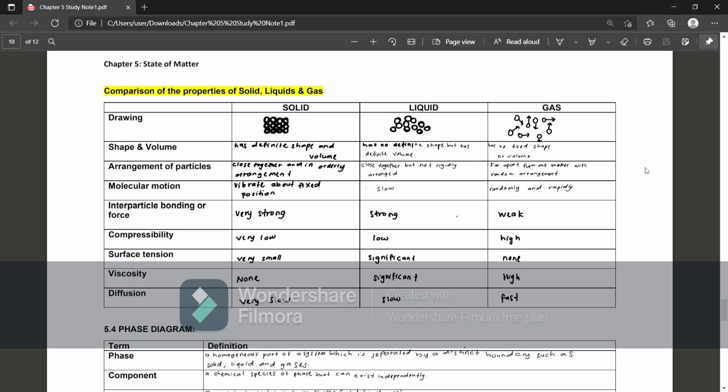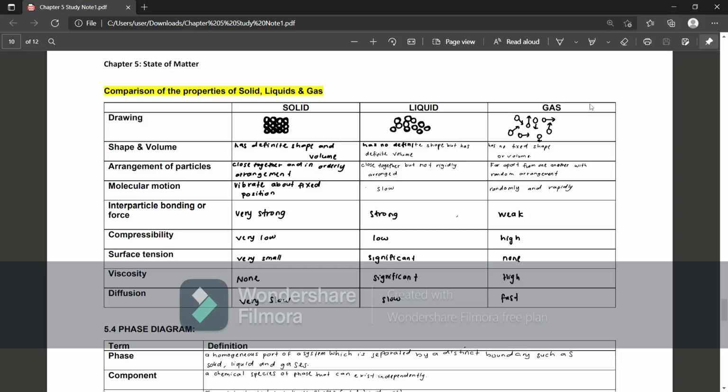Solid. Okay. For solids, shape and volume: they have definite shape and volume. Arrangement of particles: close together and in orderly arrangement. Molecular motion: vibrate about fixed positions. Interparticle bonding force for solids is very strong. Compressibility for solids is very low. Surface tension for solids is very small. Viscosity for solids is none. Diffusion of solids is very slow.